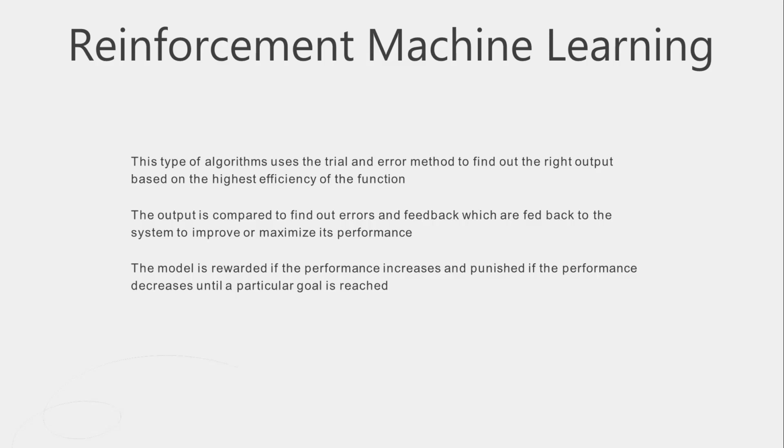In this case, the model will be either rewarded or punished based on the performance. If the performance increases, there is a reward for the model. If the performance decreases, then the model is punished. This will be repeated until we get the performance goal that was given to the model. These types of machine learning models are normally used in robotics.